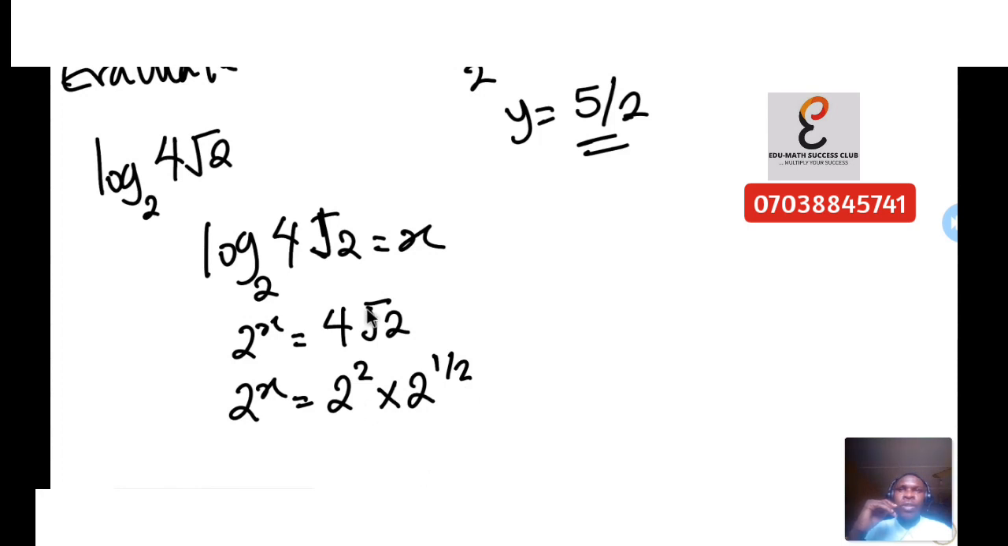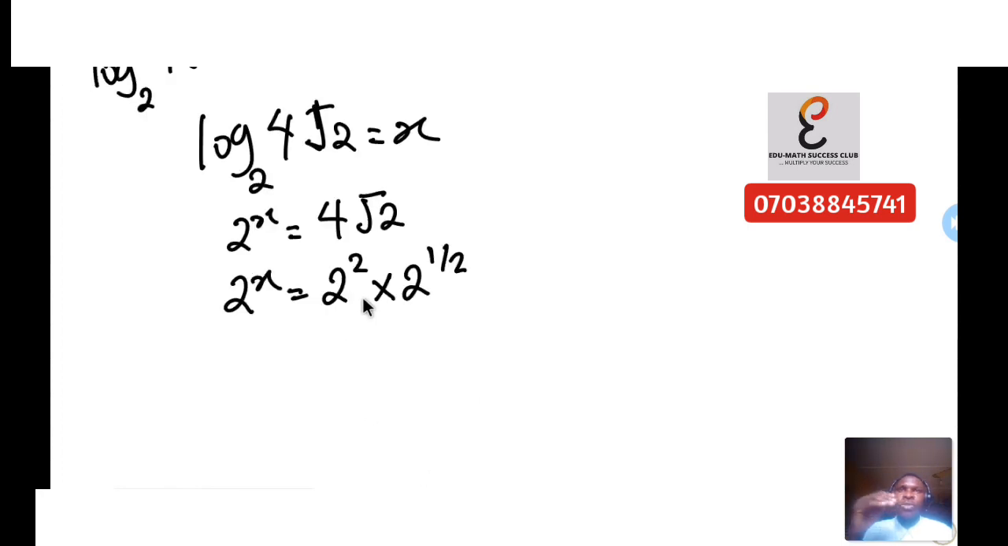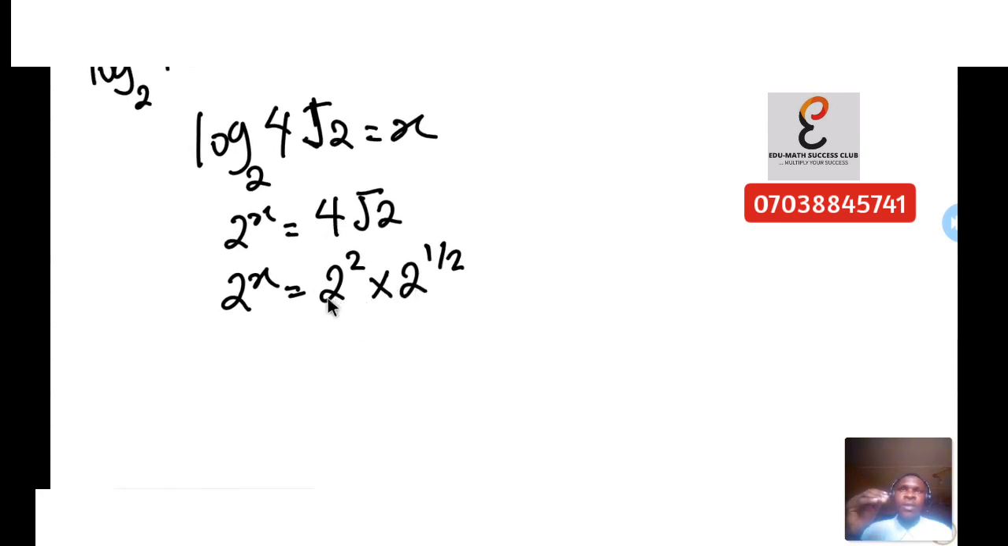Then we apply the law of indices, because we have the same base here. The bases are the same. You can see the bases, they are the same. Just add the powers. So the left hand side is 2 to the power x equals, now we take the base 2, then we add the powers, 2 plus half. So 2 plus half will give you 5 over 2.